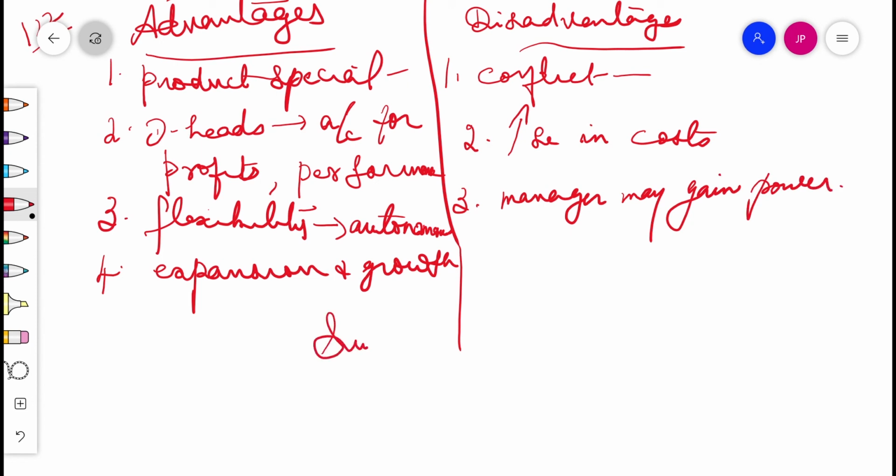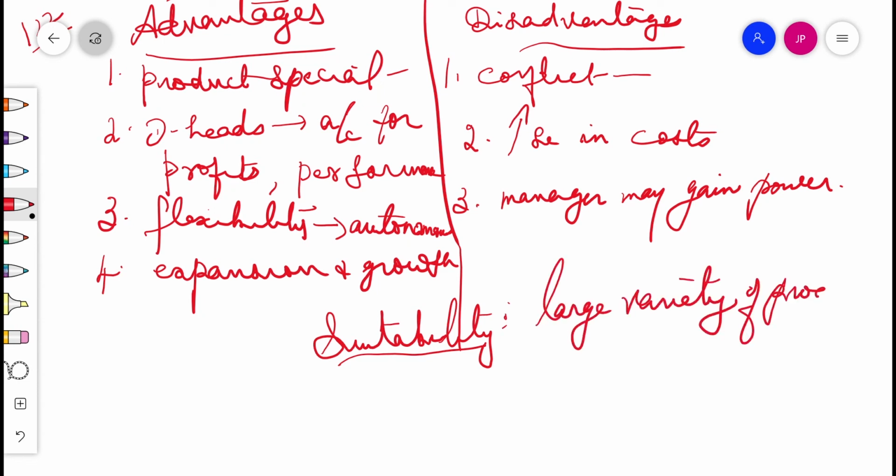The suitability of this divisional structure: divisional structure is suitable for those business enterprises where a large variety of products are manufactured using different productive resources. When an organization grows and needs to add more employees, create more departments, and introduce new levels of management, it will decide to adopt a divisional structure.